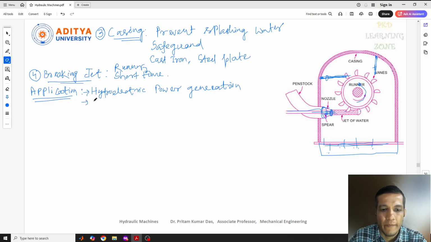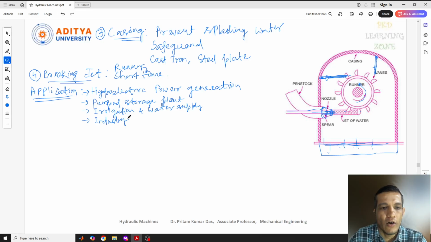The next one is pumped storage plants. Along with that, there are many other applications, like the irrigation department, or water supply. In industry also we can use this, like the paper industry or pulp industry. So these are some basic applications. There are many more, and I've just given a few examples.